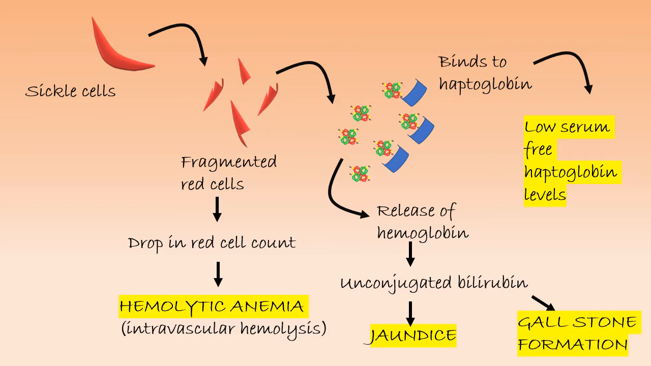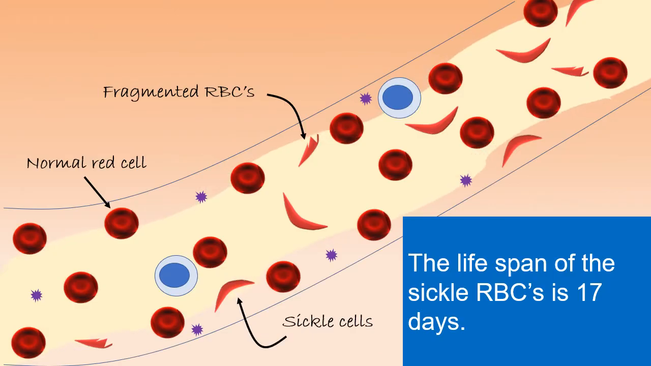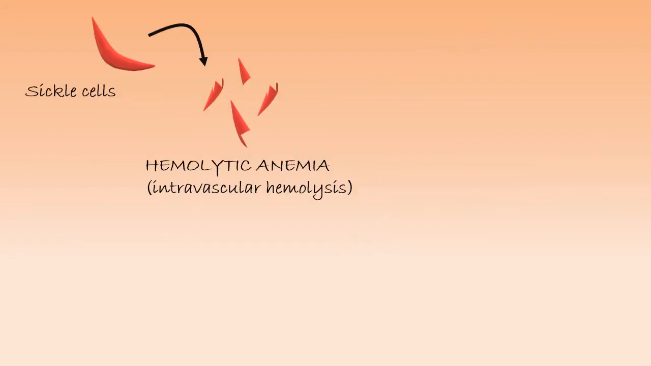The released hemoglobin gets converted into unconjugated bilirubin, that is manifested as jaundice in these patients. They also have a higher risk of formation of gallstones. The lifespan of sickle red blood cells is therefore reduced to 17 days.